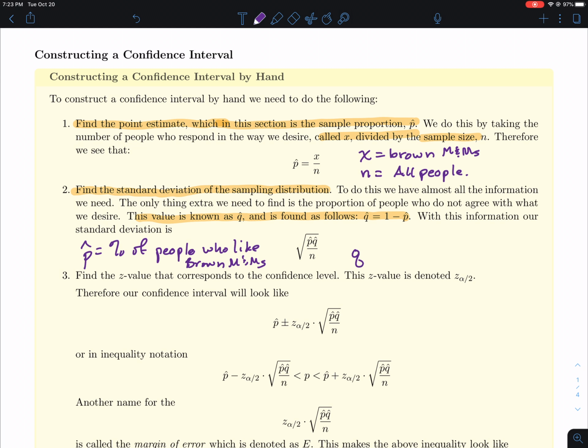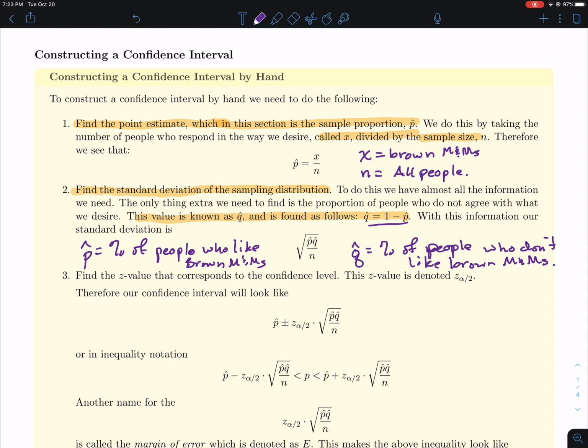So our q hat is going to be the percentage of people who don't like brown M&Ms. So it's the people that like any other color, basically, other than brown in this case. That's why it's 1 minus p, because remember all of our probabilities add up to 100. So if I do 1 minus p, that's going to give me the other percentage that doesn't like brown M&Ms.